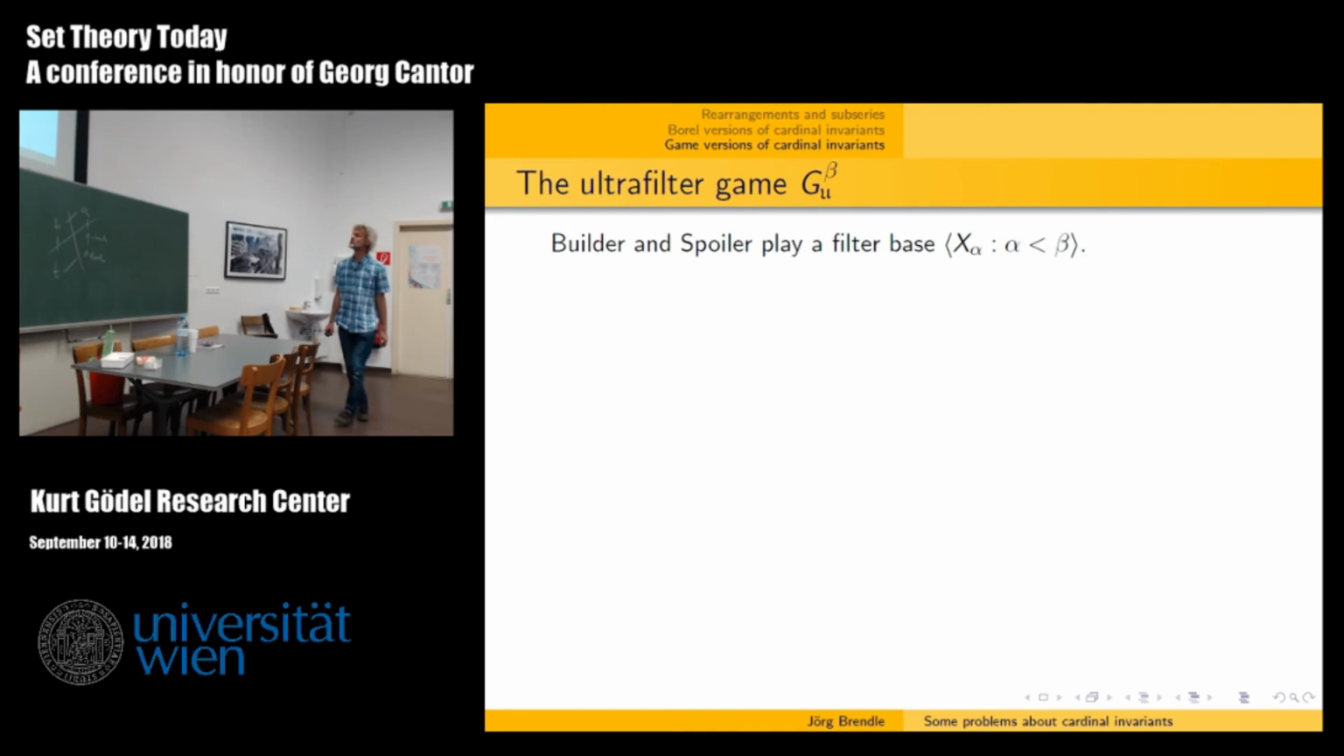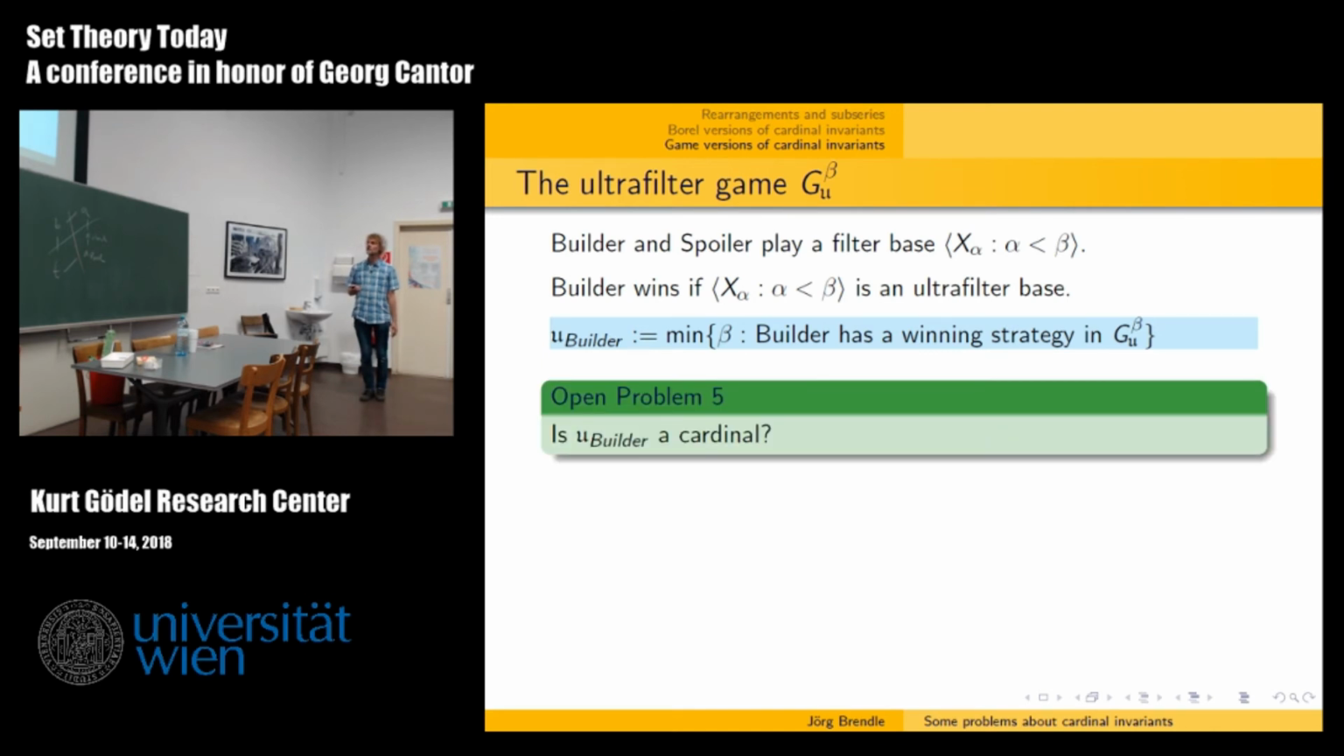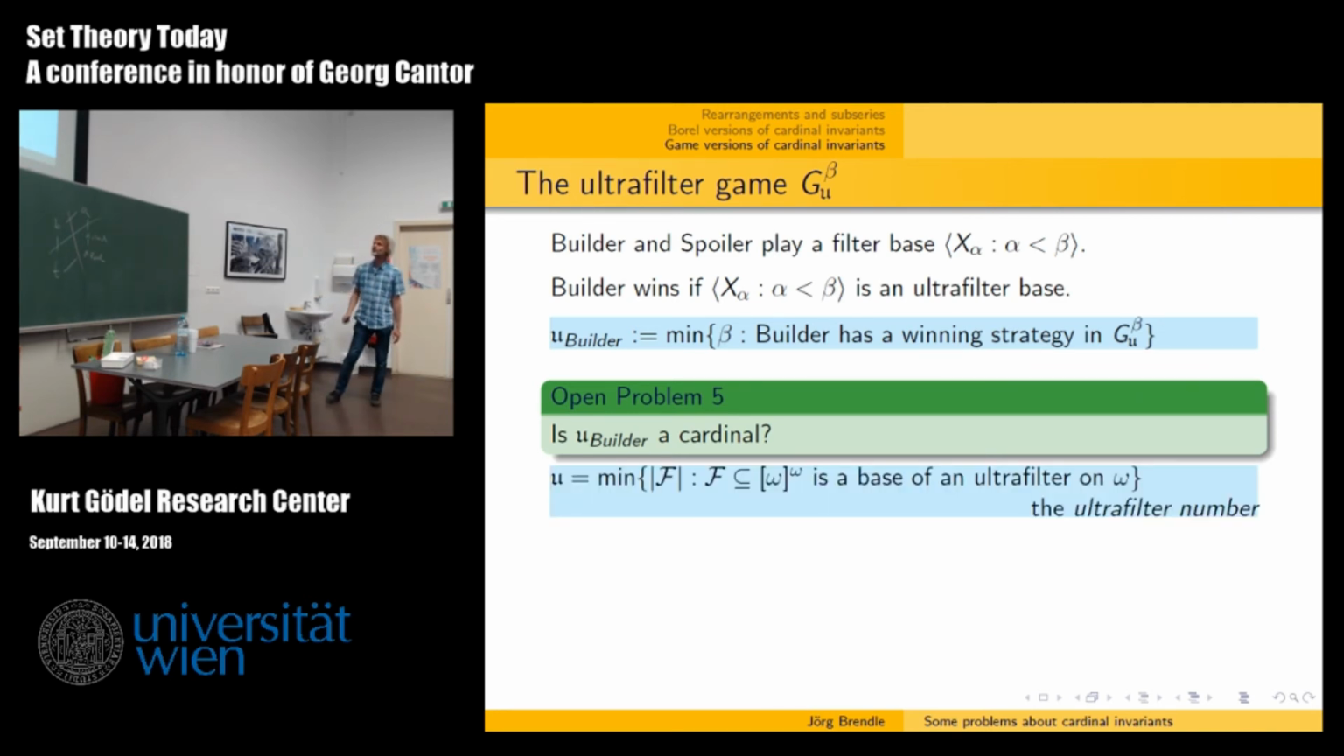The next one is the ultrafilter game. This time we play a filter base, and again, builder is in the even runs, spoiler is in the odd runs, and we play a filter base, and builder wins if what comes out is an ultrafilter base. And U_builder is the minimal beta such that builder has a winning strategy in this game. With this definition, we don't even know whether this is a cardinal. I mean, it should be a cardinal, but a priori it's only defined as an ordinal.